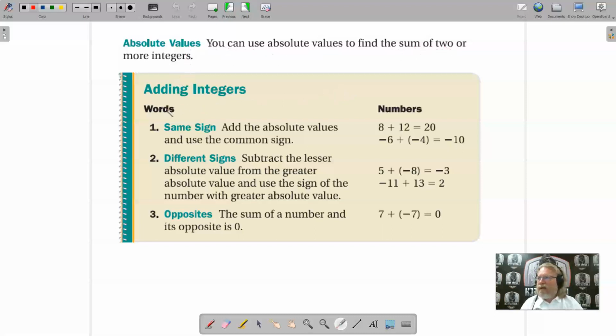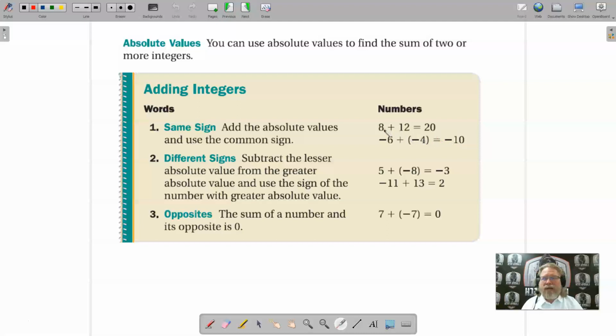So adding integers in words, we're going to say if they have the same sign, such as 8 and 12, which are both positive, so these are positive numbers, they have the same sign. And negative 6 and negative 4, they have the same sign. So that would apply to this situation. Add the absolute values and use the common sign. So the absolute value of 8 is 8, and the absolute value of 12 is 12, and 8 plus 12 is 20. For the second problem here, the absolute value of negative 6 is 6, and the absolute value of negative 4 is 4, and 6 plus 4 is 10, and they both are negative. So we would use a negative sign.